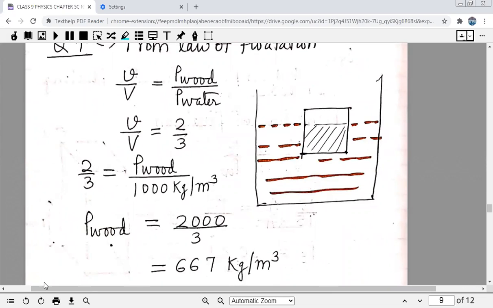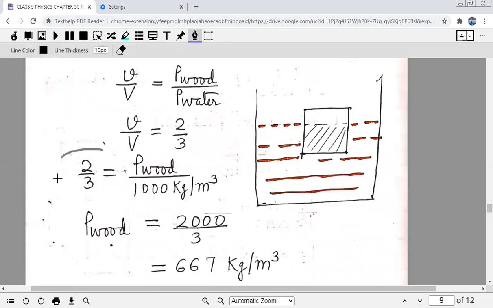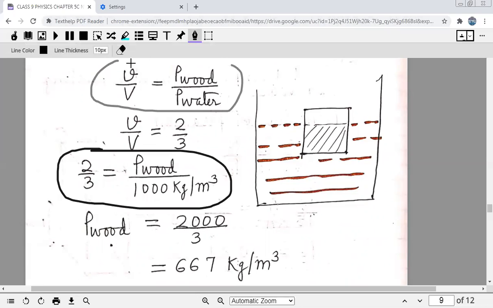A wooden block floats in water with 2/3 of its volume submerged. What is the fraction of the immersed portion? Small v upon capital V equals 2 by 3, so it will be equal to rho wood upon rho water. You substitute the value. What will be the rho wood?